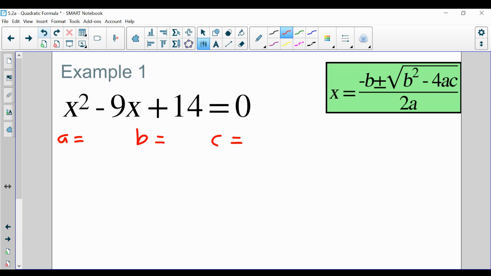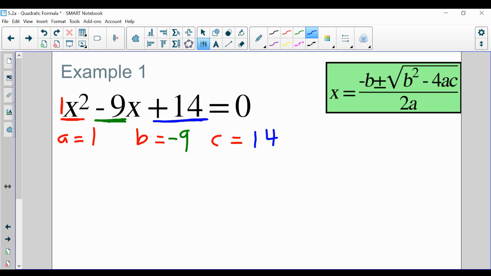And so a is the number in front of the x squared term. And so here's x squared. What number's in front of it? Well, there'd be an invisible 1. So a is 1. B is whatever is written in front of the x term. Now, it looks like it's a 9, but if there's a different sign in front of the number, you have to bring that along with it. So this isn't just a 9, it's a negative 9 because it's a negative 9x. And finally, c is the constant by itself, and we see that there's a plus sign in front of it, so it's a positive 14. So we've got a, b, and c.